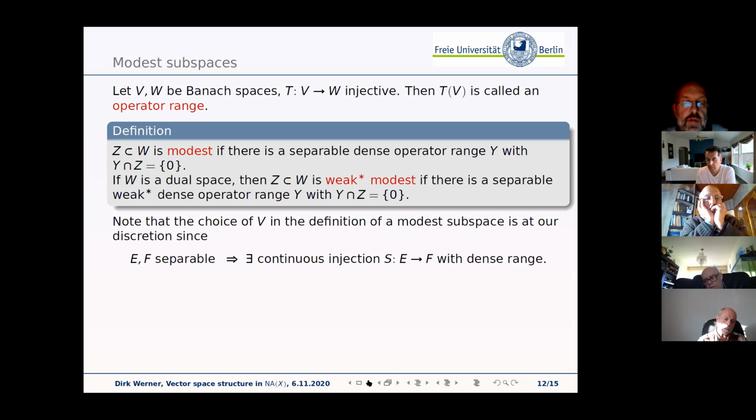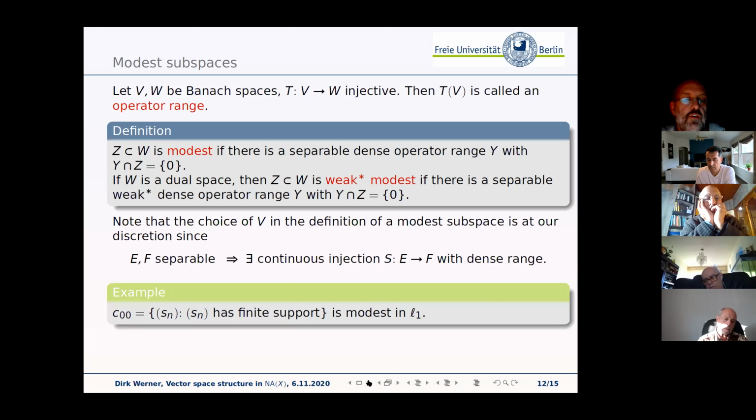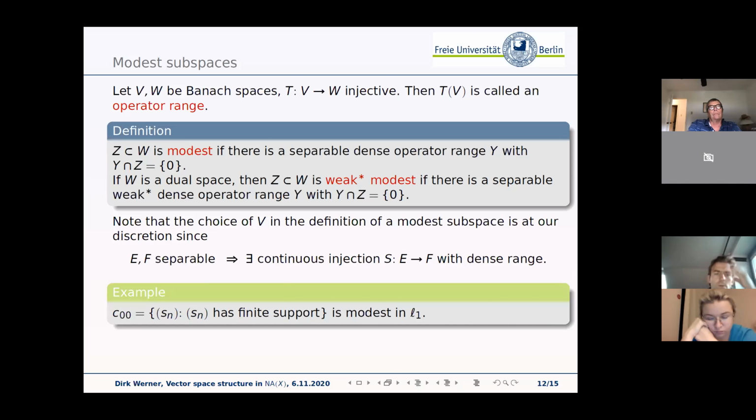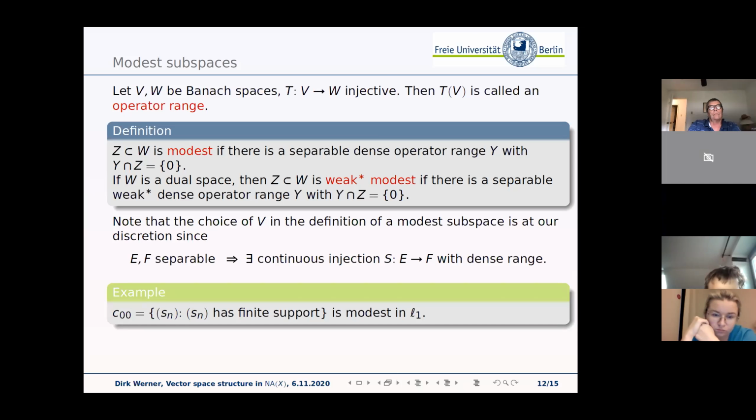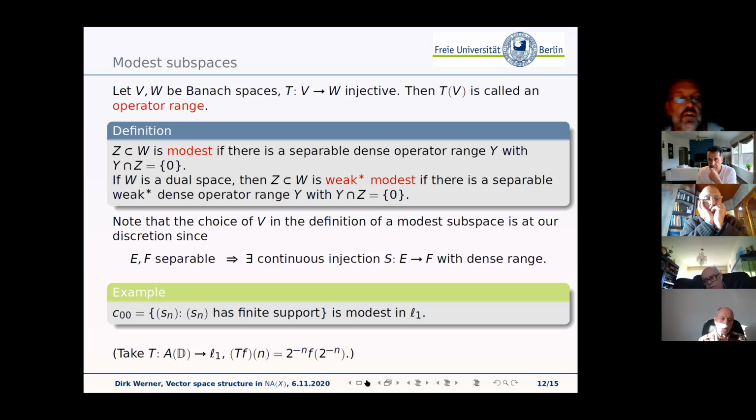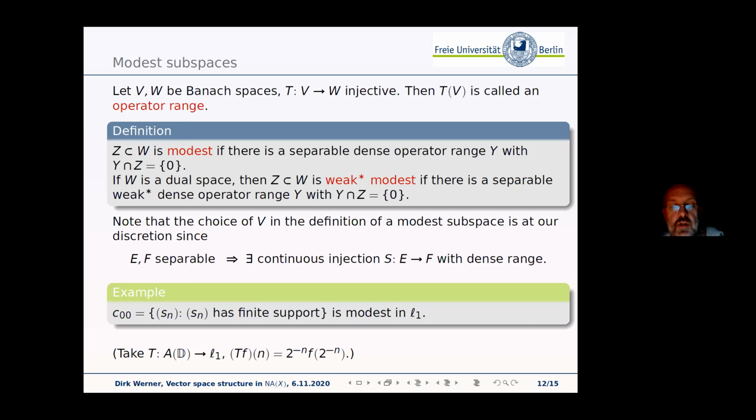Right, here's the key example now. The space of sequences of finite support considered as a subspace of the dual of C0 is modest. So what do we have to produce? We have to produce an operator range that is disjoint from this subspace. And here's a way to do it. You take an operator defined on the disk algebra that evaluates a function in the disk algebra at the points 2 to the minus n, multiply by 2 to the minus n to get a convergent series. And this is the operator range that we were looking for.